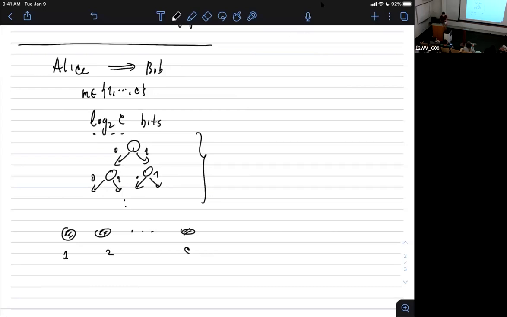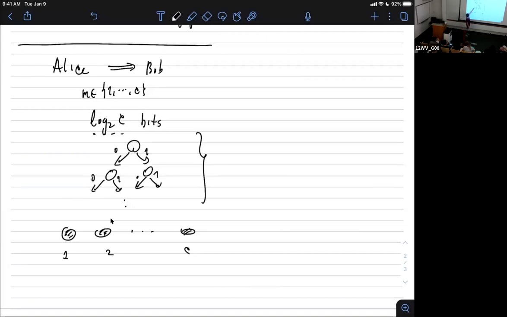All right. So what we're going to do is rearrange this binary tree in order to ensure that we don't have to use too many bits to send all these things. Now, what does that mean? What does it actually mean to do so? And why would we do that?